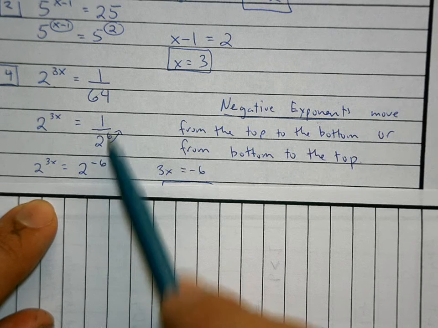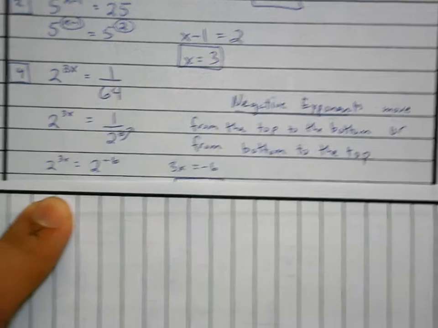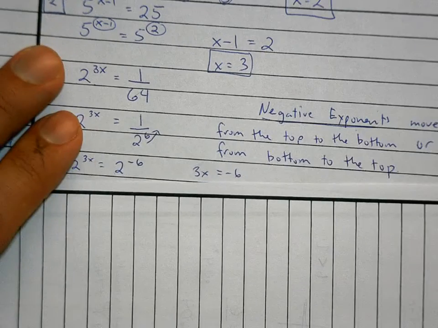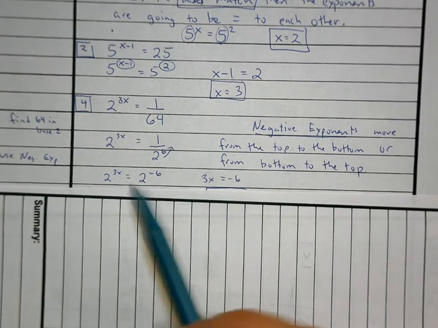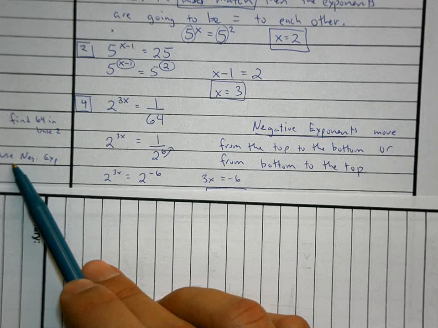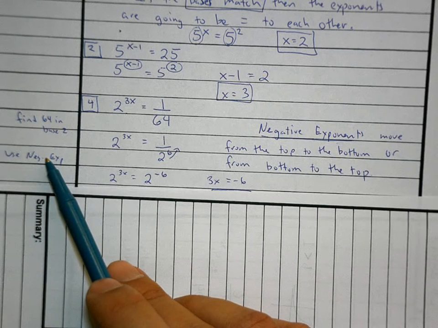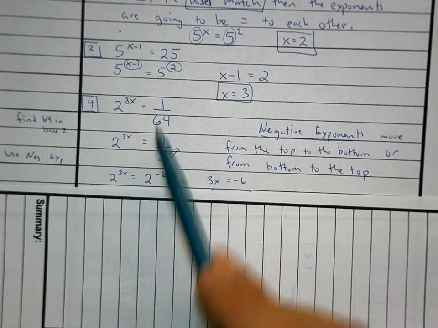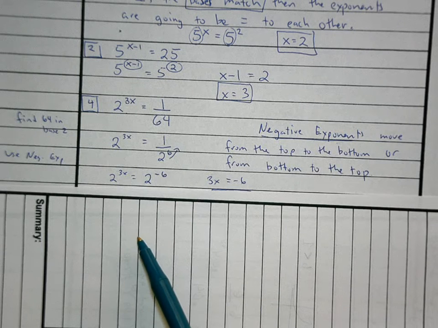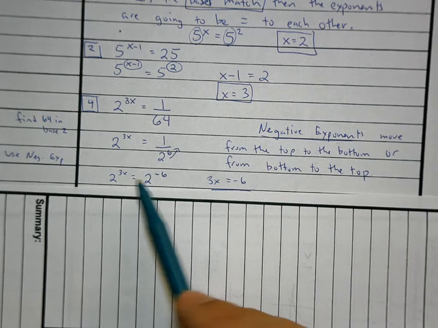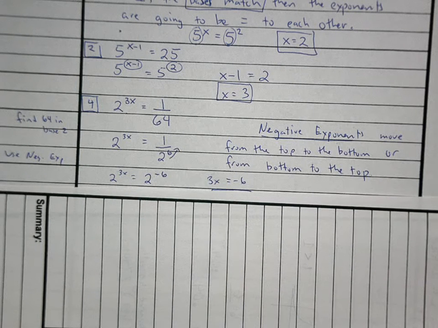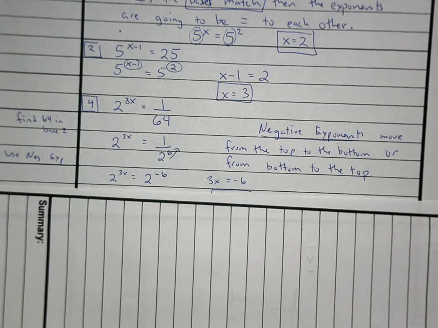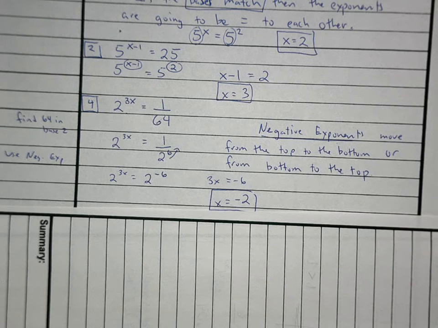Move this up, change it to a negative exponent. I'm going to have to zoom out just a little bit for you. What I used was a negative exponent. Now I have 2 to the 3x is equal to 2 to the negative 6. And so that means 3x has to equal negative 6, and I can figure out what x is now. X is equal to negative 2.